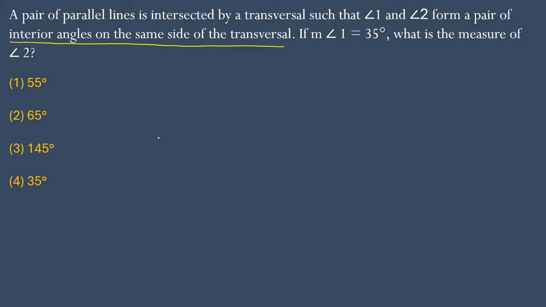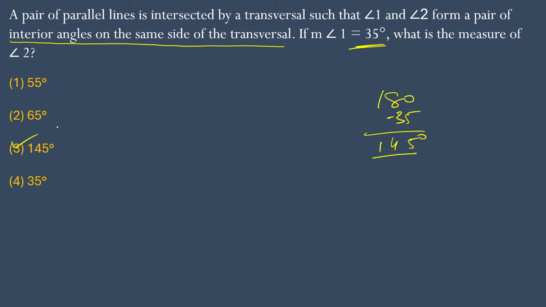By seeing it itself, we can say the answer: the sum of interior angles on the same side of the transversal is 180 degrees. In that, one angle is 35. So 180 minus 35, we get 145. So option 3 is correct.